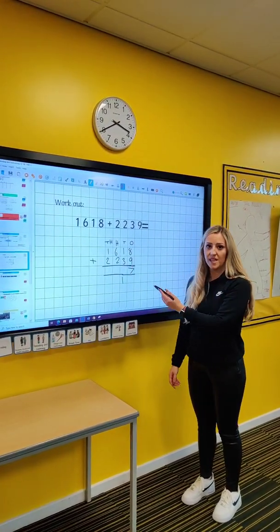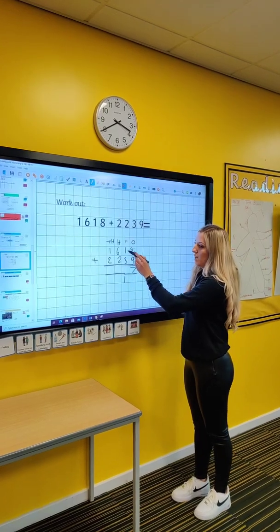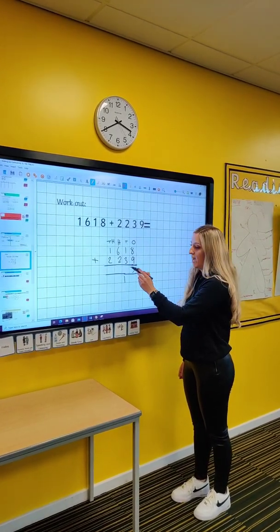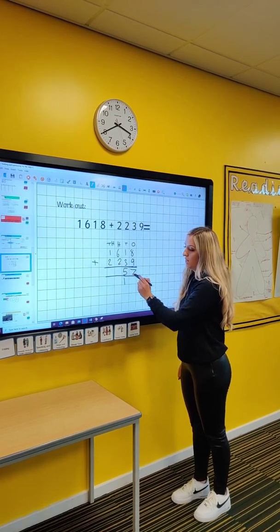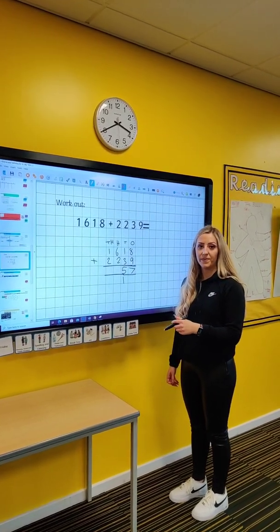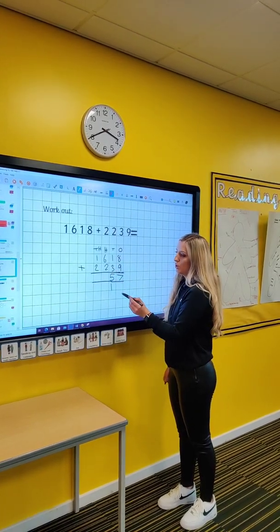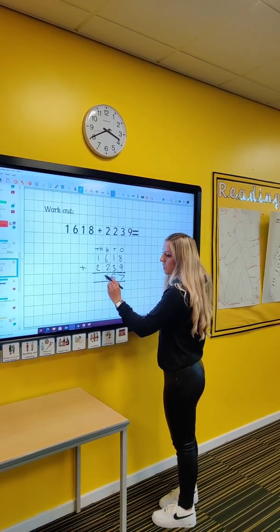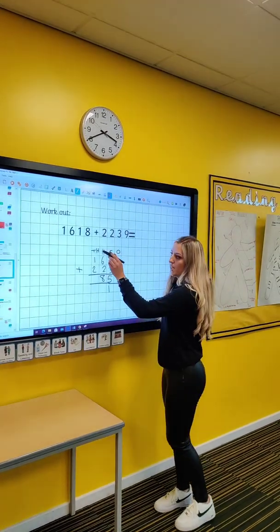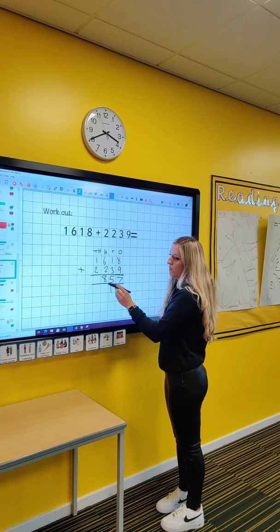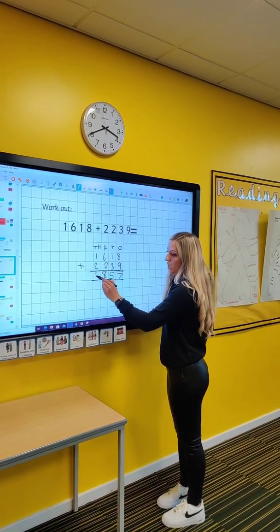So now I'm adding my tens together, and I've got 3 and 1, which is 4. Now I must remember my extra 10 there, so it becomes 5 tens, which we know are 50. Then I move on to my hundreds column, so I'm adding 600s and 200s. 6 add 2 is 8. Finally, I move on to my thousands column, and I'm adding 2,000 and 1,000. 2 and 1 is 3.